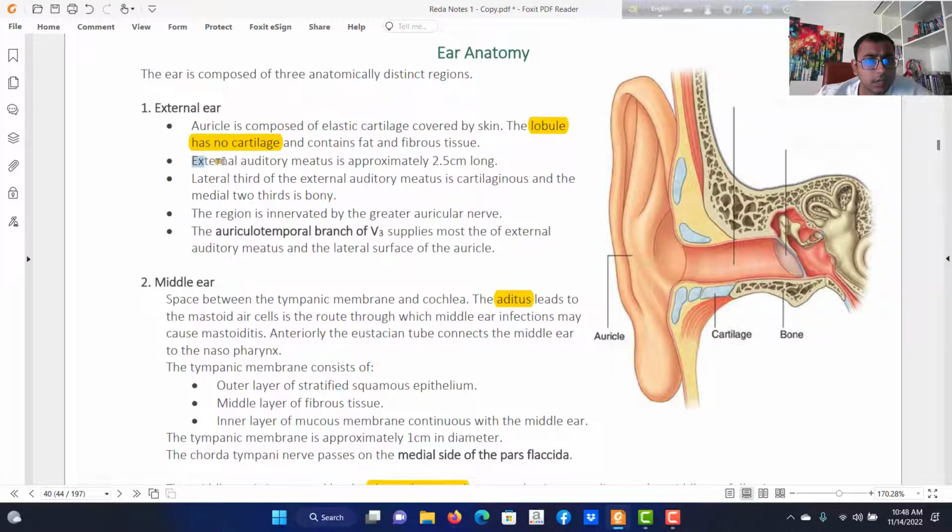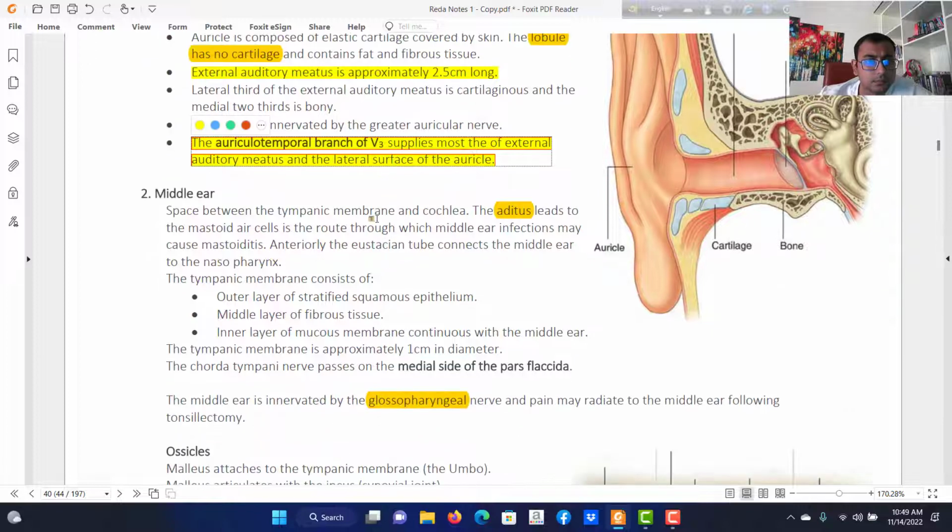Okay, the external acoustic meatus is 2.5 centimeters long. The auriculotemporal nerve supplies most of the external acoustic meatus and the lateral surface of the auricle. It is very important: the auriculotemporal branch of the mandibular division of the trigeminal nerve. Sensory is the greater auricular nerve. Okay, motor is the auriculotemporal nerve.